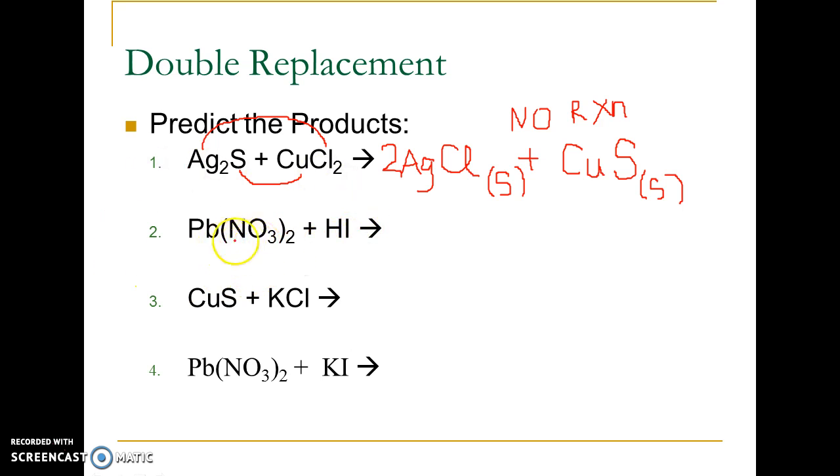Alright, here is our next chemical equation. I have lead 2 nitrate and hydroiodic acid. I know this is an acid because it starts with hydrogen. I'm going to use our neat little trick to predict the products.